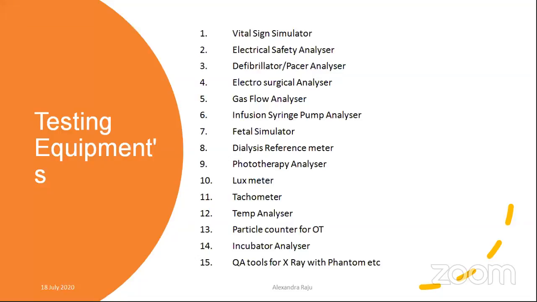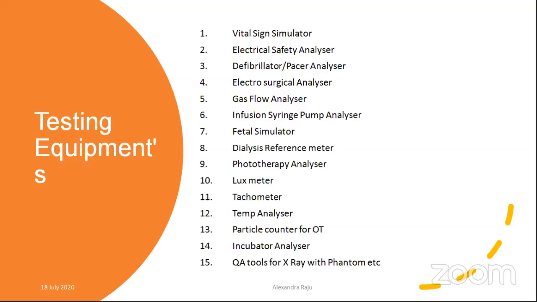So these are the testing equipment that are available. There are many, but I have only listed a few. It is mainly used as a vital sign simulator. Vital sign simulators are used to check and analyze if there is a difference. The simulator is used mainly for diagnostic equipment, but also for therapeutic equipment to analyze the output. The simulator is also acting as a patient. The simulator will give values like heart rate, respiration rate, IBP and temperature to the medical device or the diagnostic equipment.